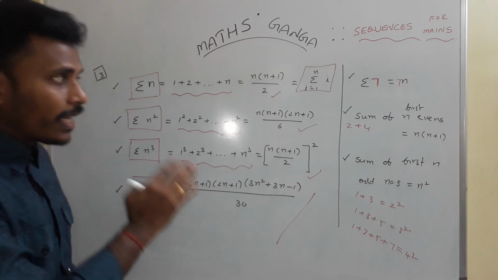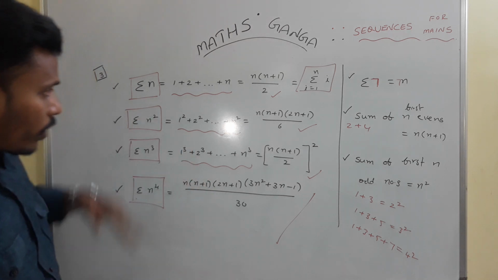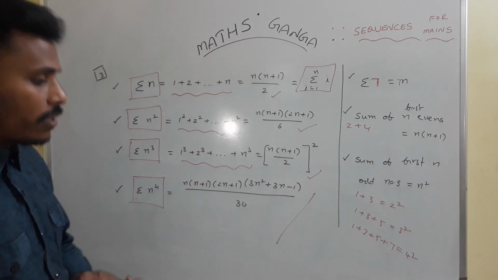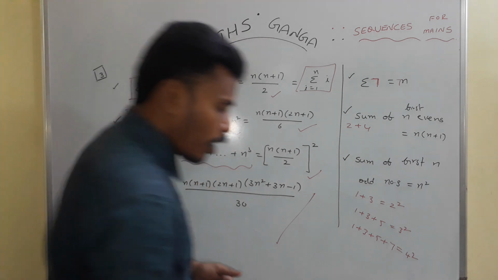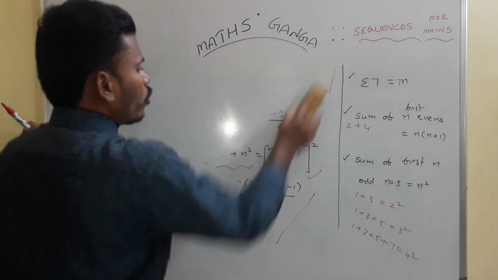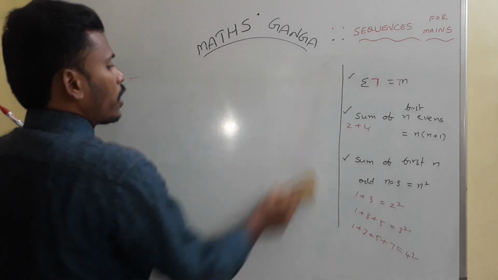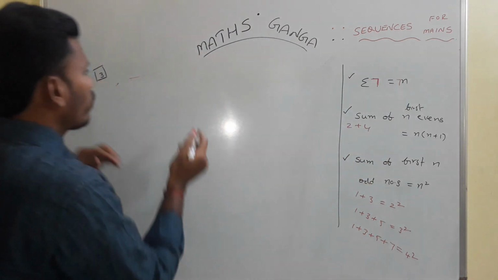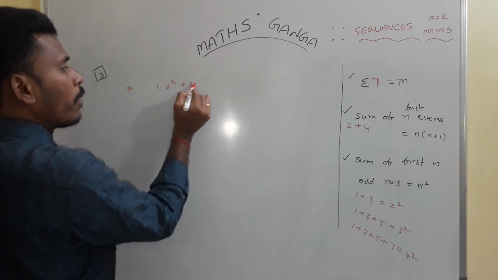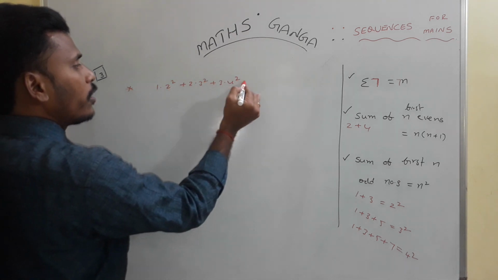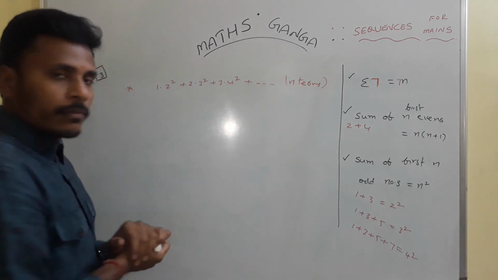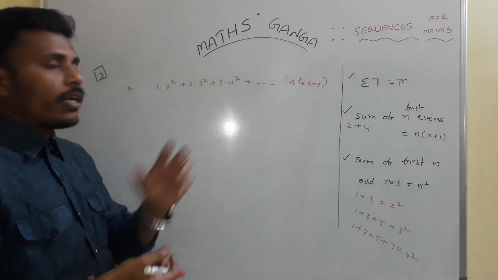So the sum of the first n even naturals, first n odd naturals, first n naturals, the sum of the squares of the first n naturals, the sum of the cubes of the first n naturals. Using these basic formulas, we are able to solve many problems related to sequences. For example, if anybody asks you to calculate a sequence like 1 into 2 square plus 2 into 3 square plus 3 into 4 square and so on plus n terms, we need to calculate the sum of this.